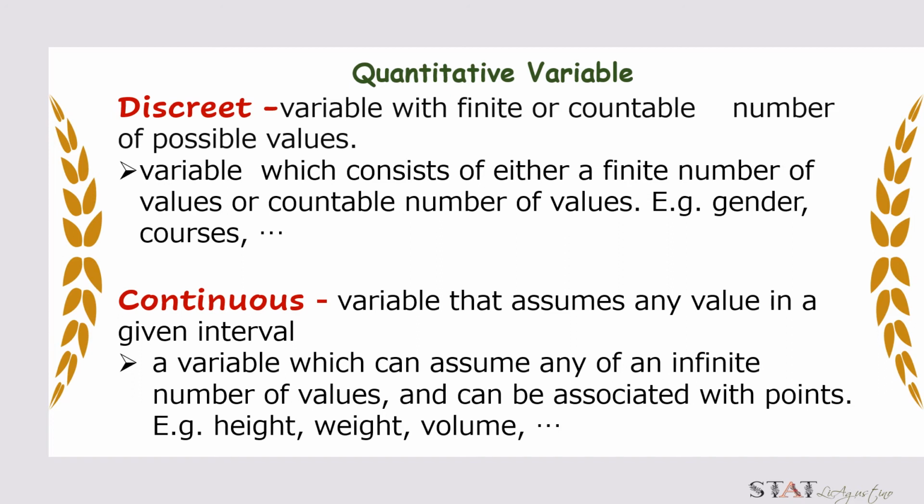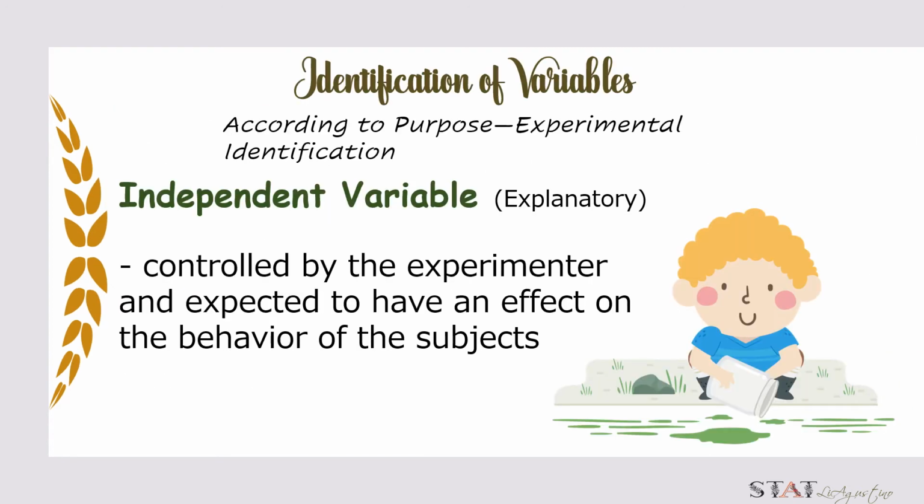And then continuous, it's a variable that assumes any value in a given interval. For example, the height, the weight, the volume. Or this variable which can assume any of an infinite number of values and can be associated with points. So I think that's clear. Discrete, whole number. Continuous, not whole number. Okay, so that is the definition and example of a quantitative or numerical variable. Now let's proceed to identification of variables.